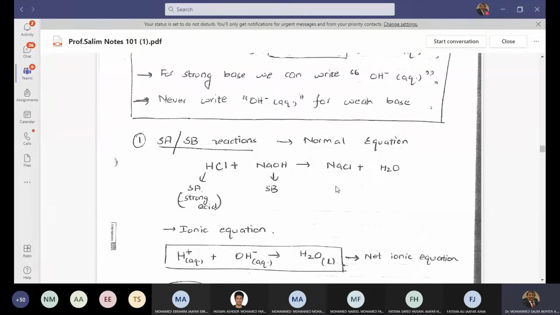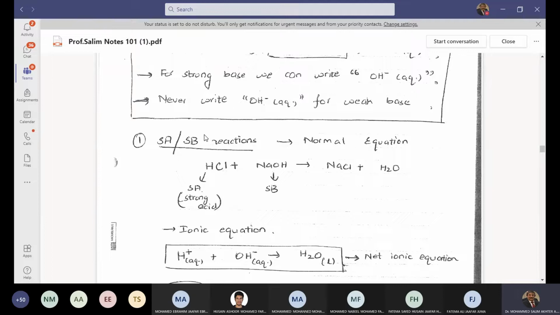Strong acid, strong base reaction. This is the first type. What is type number 1? Remember, I have strong acid, weak acid, strong base, weak base. I have four combinations. What is the first combination?